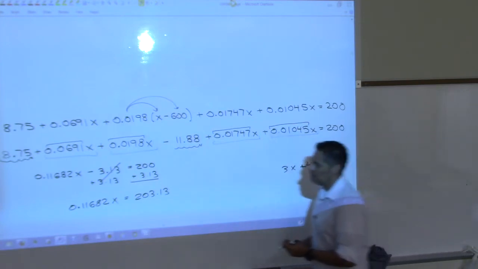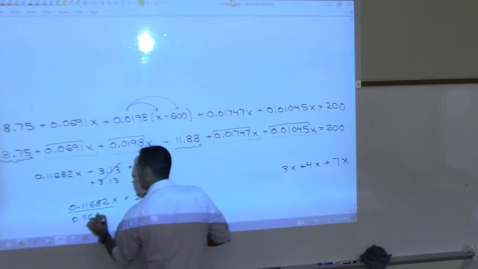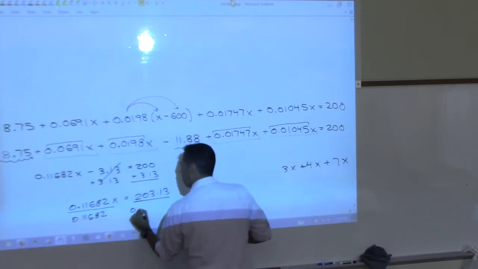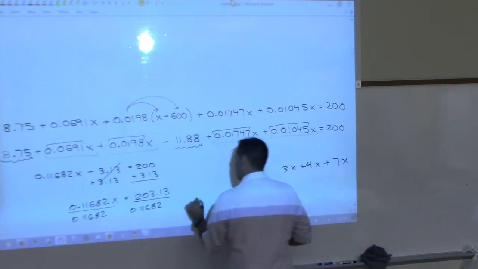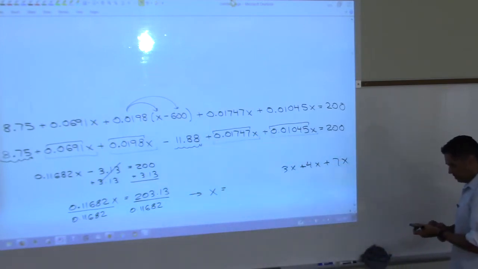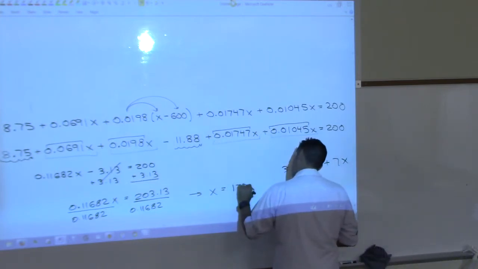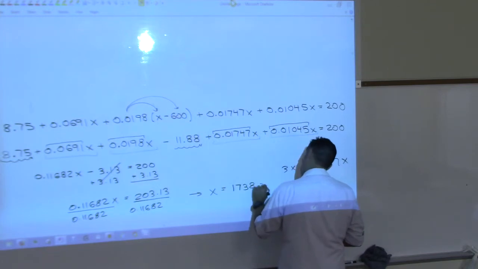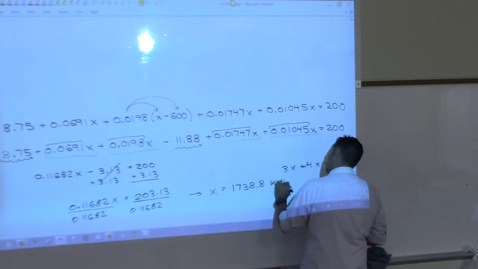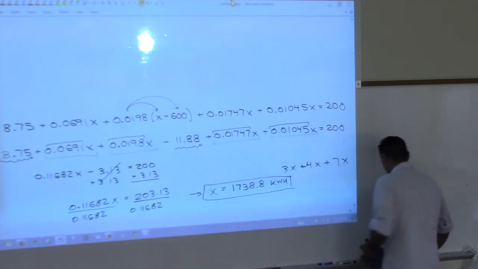Divide both sides. So I'm going to divide this side by 0.11682 and divide this side by 0.11682. And that will give me my answer, hopefully. Does the answer make sense? Let's see. 1,738.8 kilowatt hours. There you go.